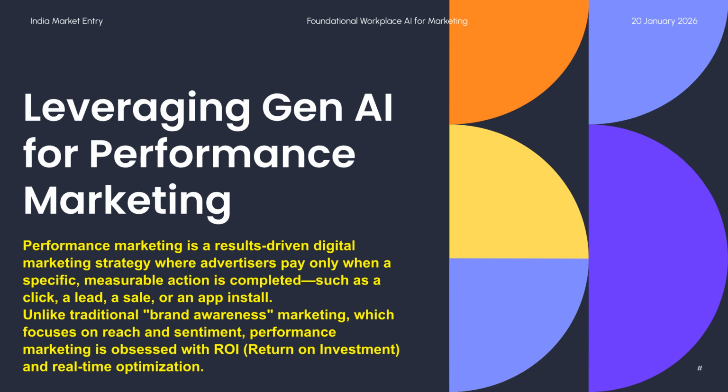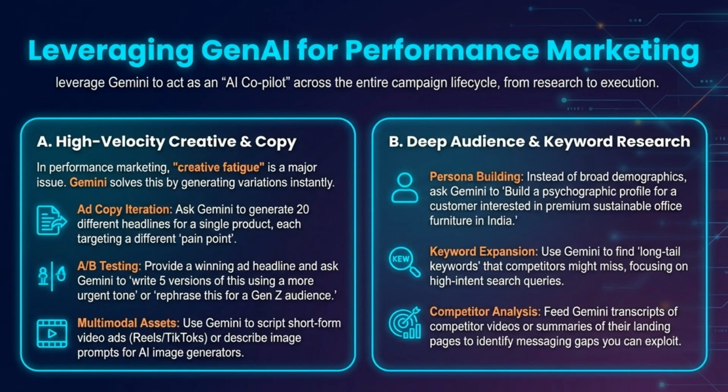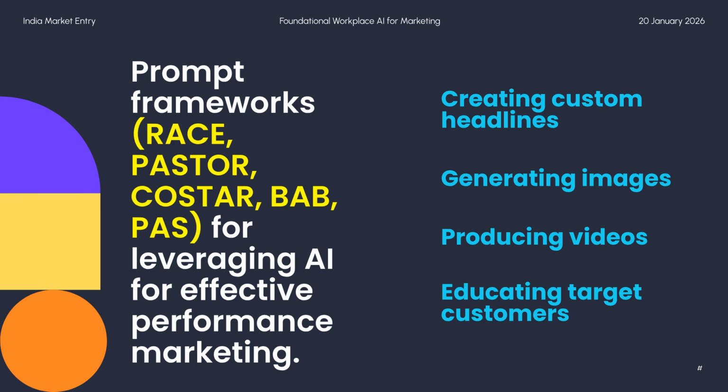Now let's look at leveraging generative AI for performance marketing. This is a results-driven strategy obsessed with return on investment and real-time optimization, focusing on measurable actions like clicks or sales. Gen AI can act as an AI co-pilot across the campaign lifecycle. This includes generating high-velocity creative and copy to combat creative fatigue, and performing deep audience and keyword research like persona building and competitor analysis. We will explore prompt frameworks like RACE, COSTAR, COSTAR, BAB, and PAS. These frameworks help leverage AI to create custom headlines, generate images, produce videos, and educate target customers effectively.